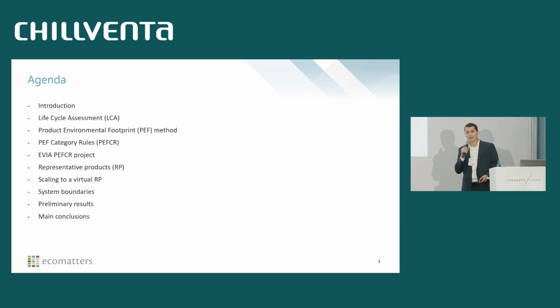Then I will highlight what the representative products look like, which characteristics they have, and then also how you can, from existing products, scale towards a virtual representative product that is basically a benchmark for the product group. Then I will show system boundaries of what we include in the study and in the PEFCR. And then I will show some preliminary results and draw some main conclusions.